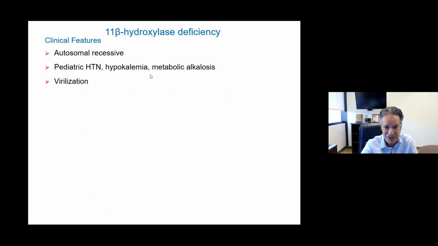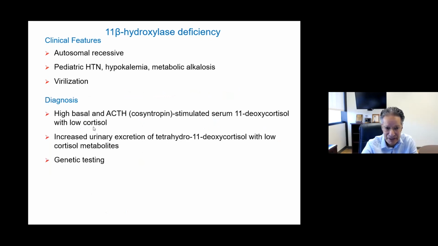It's autosomal recessive, again the same phenomenology, but they're virilized because they have too much testosterone. They have high basal and ACTH-stimulated 11-deoxycortisol. Cosyntropin is a synthetic ACTH. And they have a very low cortisol. So remember, 11-deoxycortisol is converted to cortisol by this enzyme, so they have a lot of this and little cortisol.